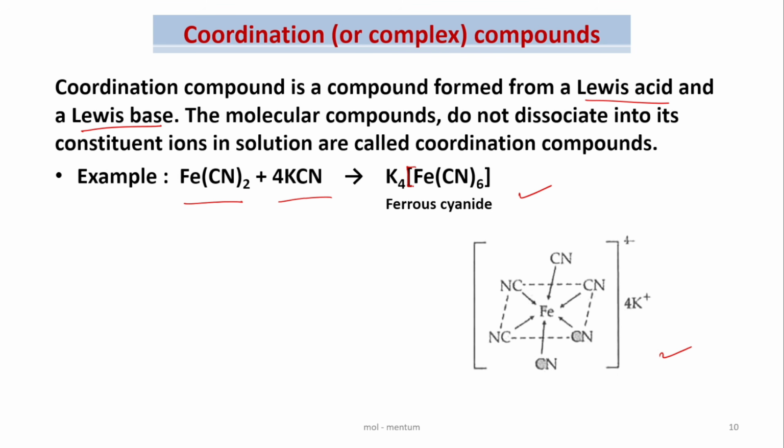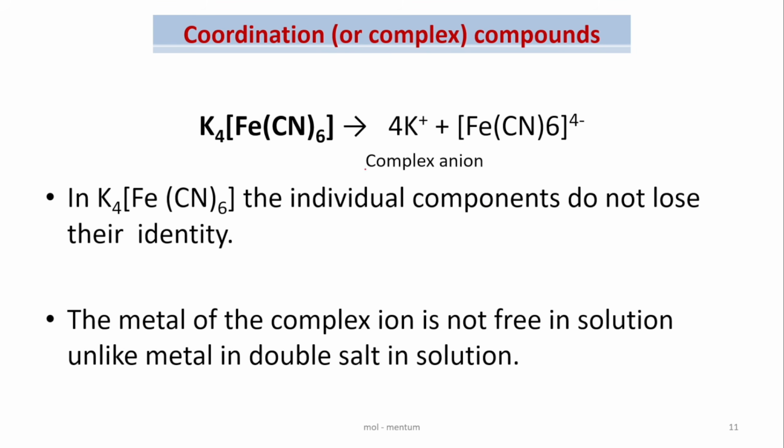This square bracket is called the coordination sphere. Again, when this K4[Fe(CN)6] is dissolved in water, anything present outside this bracket is going to dissolve or ionize. But whatever is present inside this bracket is not going to dissociate. So what we will get is only 4K+ as the ions present in this particular coordination compound. This part is not going to dissociate. That is how it is different from the normal double salt or simple salts.